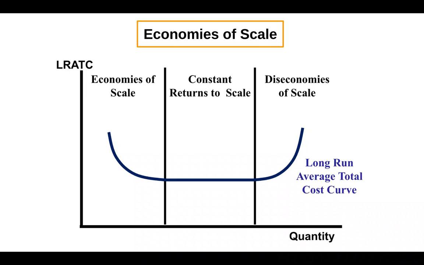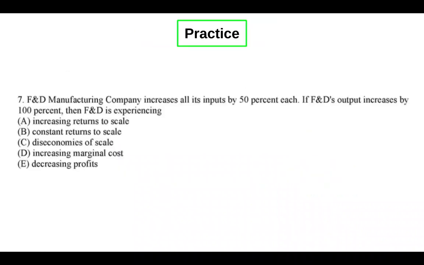If you're wondering, well, if constant returns to scale is the same thing on both, does economies of scale go with increasing returns to scale? Yes. If you have economies of scale, that probably means you're getting a lot out of your inputs. And diseconomies of scale does go with decreasing returns to scale, meaning you're not getting as much out of your inputs. Finally, a practice question here.